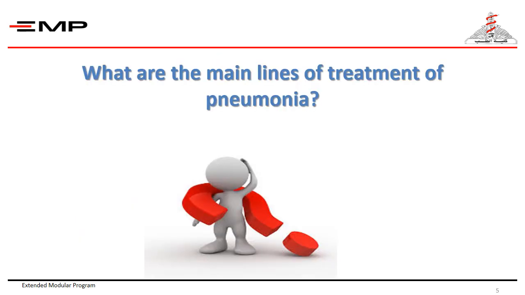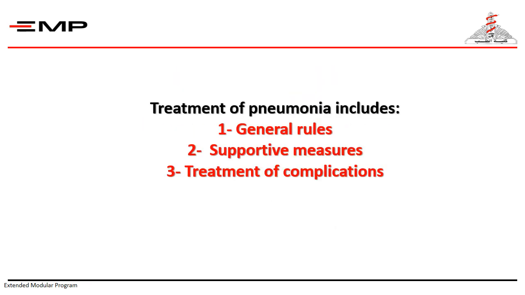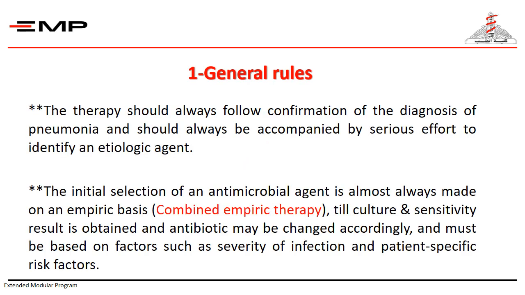What about the main lines of treatment of pneumonia? Treatment of pneumonia include the following. First, we should know the general rules for treatment of pneumonia, supportive measures for pneumonia, and treatment of complications. General rules for treatment of pneumonia.